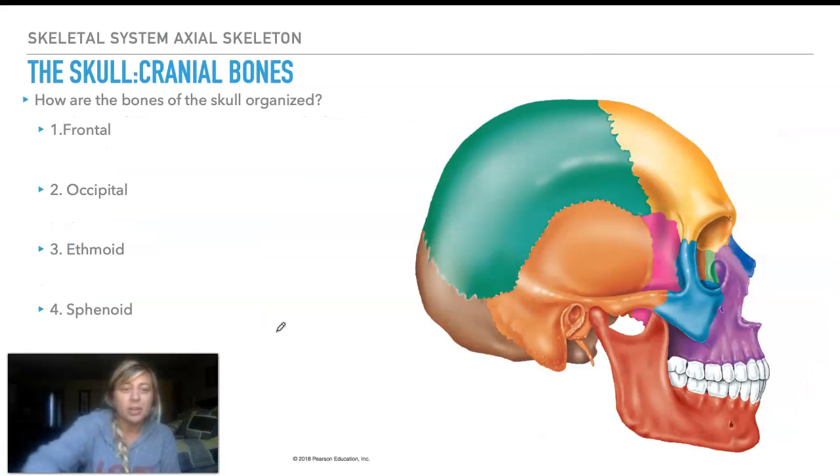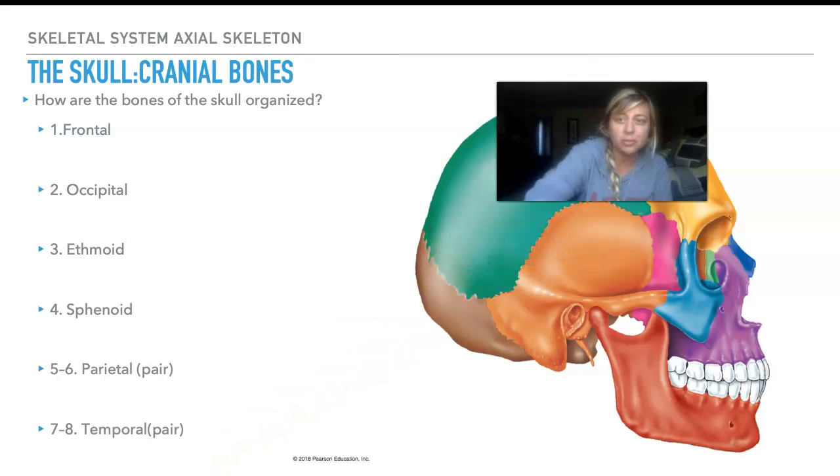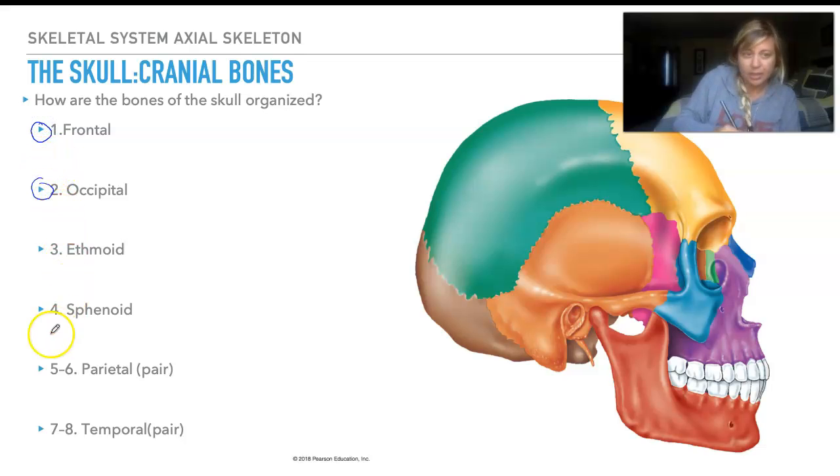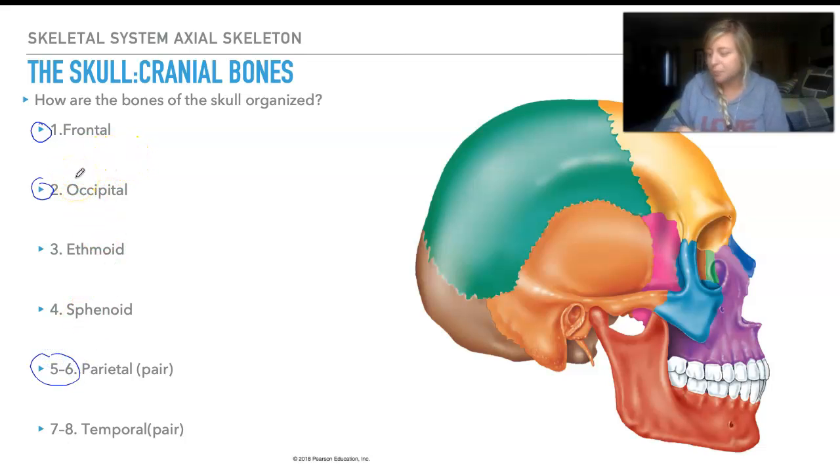So we're going to start out looking at the cranial bones, the bones that make up the cranium. Three of them, the frontal bone, the occipital bone, and the parietal bones, collectively are sometimes referred to as the bones of the skull cap too.